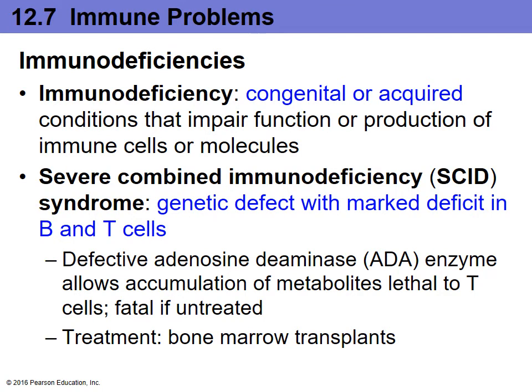Now, one last notation that I want to make about our immune system is the fact that we come across things where there could be some mistakes. And this is then where you can get immunodeficiencies. Immunodeficiencies is basically when you're either born with, congenital, or you acquire a condition that impairs the production of your immune cells.